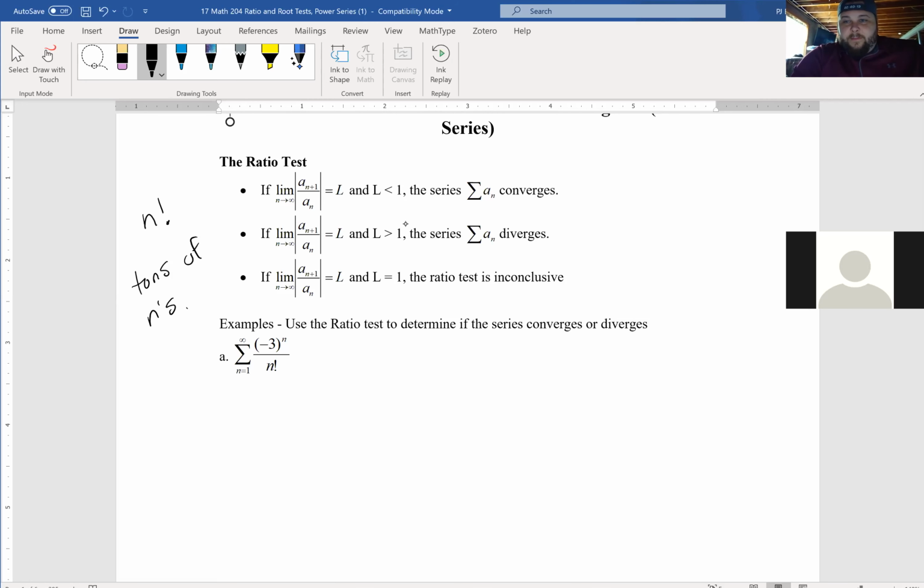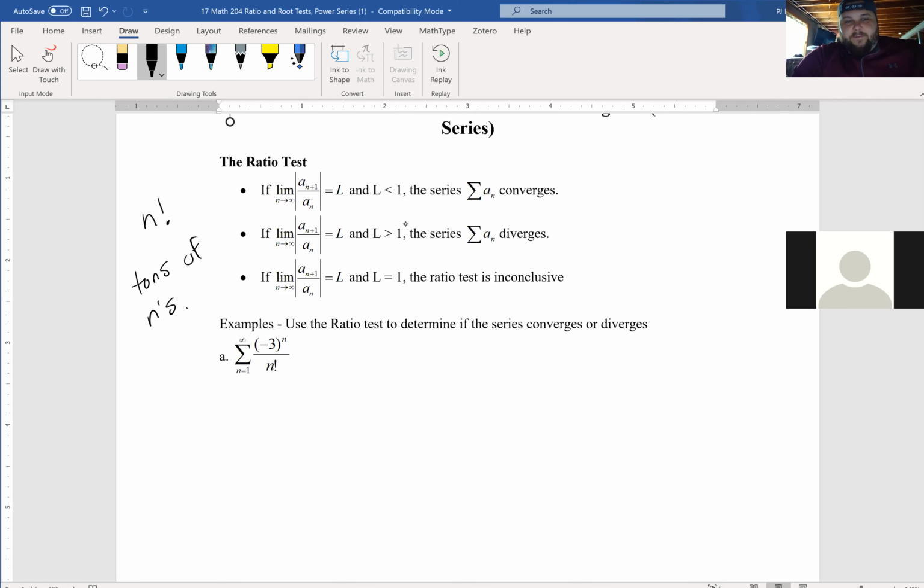So we're going to take the limit, and the a sub n plus 1 just means anywhere you see n, turn it into n plus 1. So we take that term, divide it by the a sub n, and we get some value out of it. We call that value L. And depending on what that value is, will tell us what the series does.